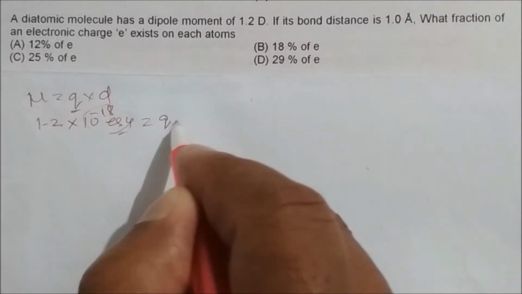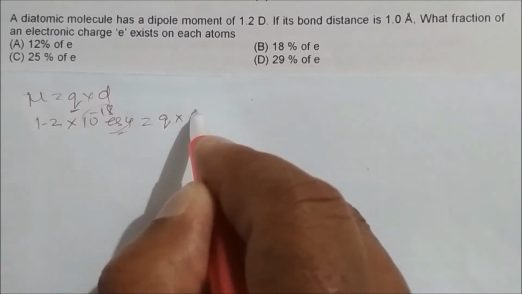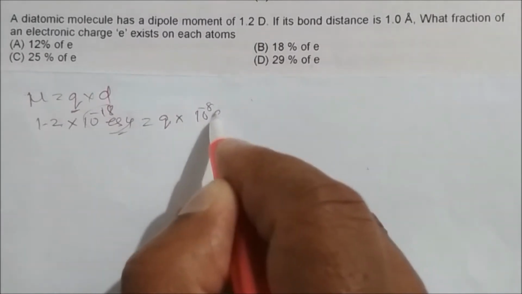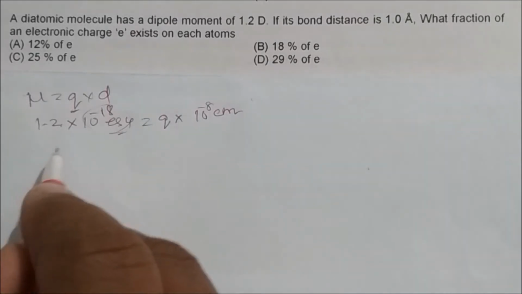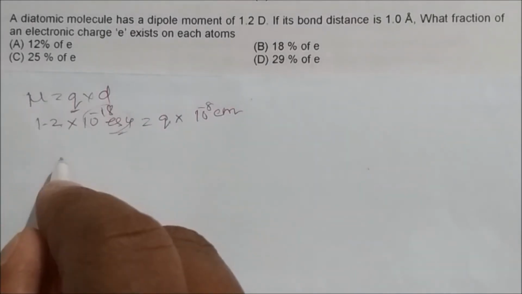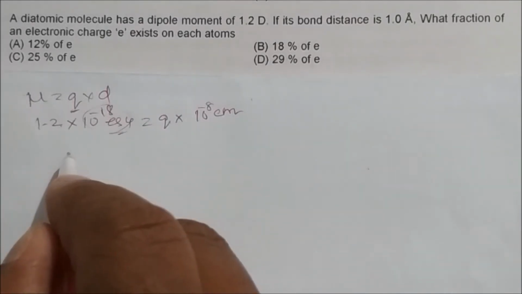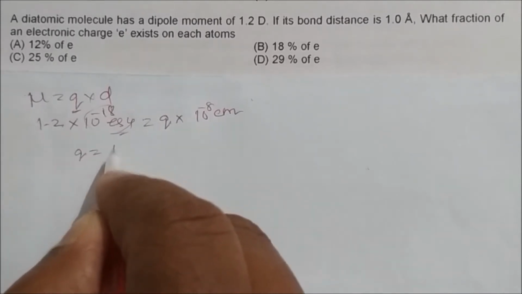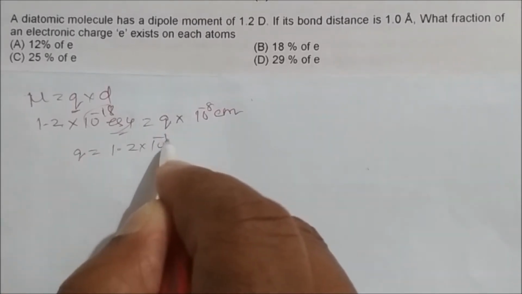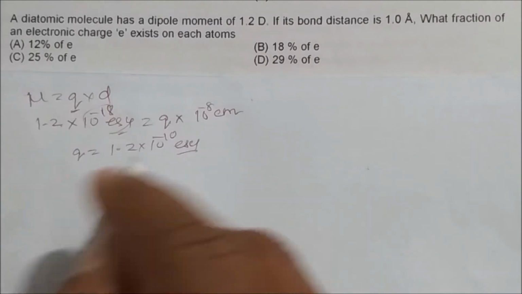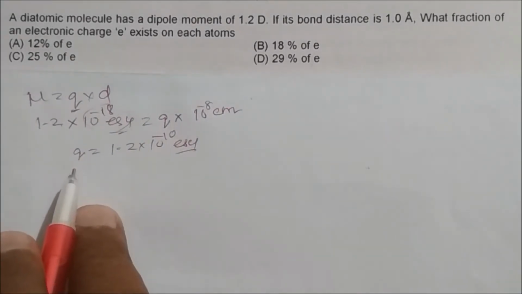So the charge is q, and the distance is given as 1 angstrom. 1 angstrom is 10^-8 centimeter. If you solve this, the charge will be 1.2 × 10^-10 ESU. Now this is the charge on the atoms.